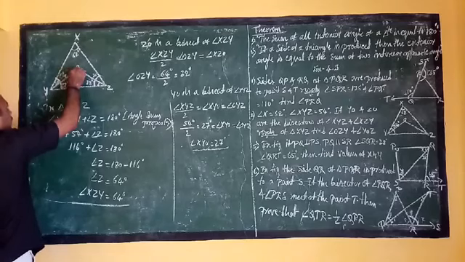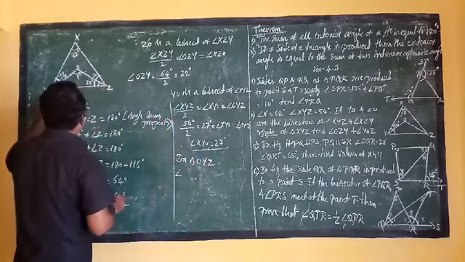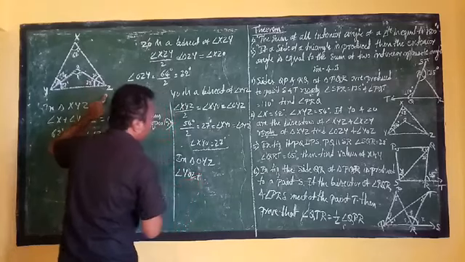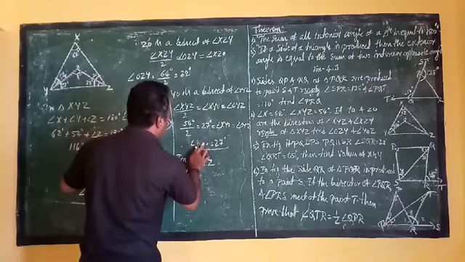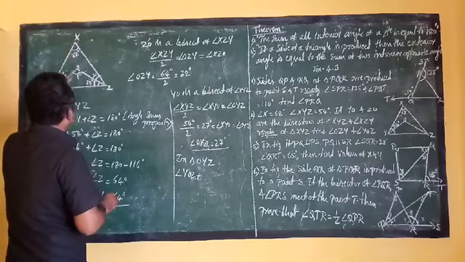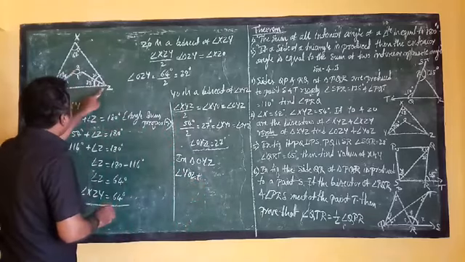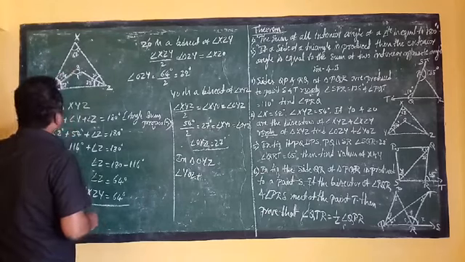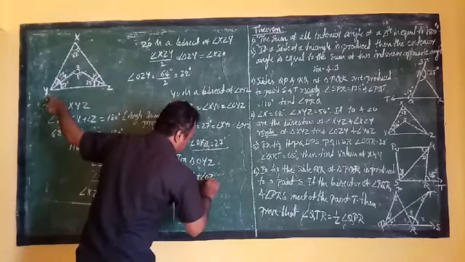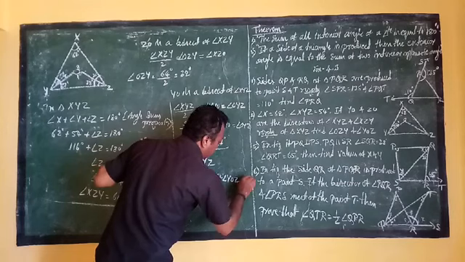YOZ. We have considered triangle OYZ. In triangle OYZ, angle YOZ plus angle OYZ, sorry, this is OYZ, plus angle OZY is equal to 180 degrees because of the angle sum property.